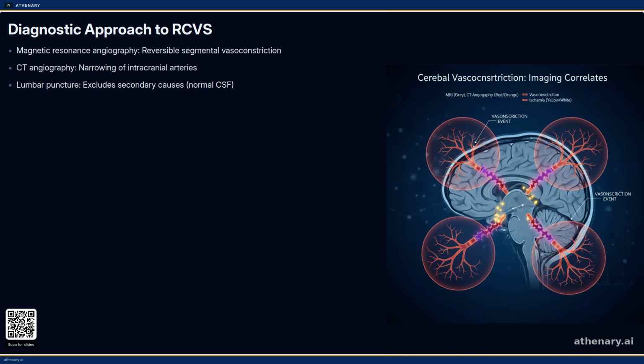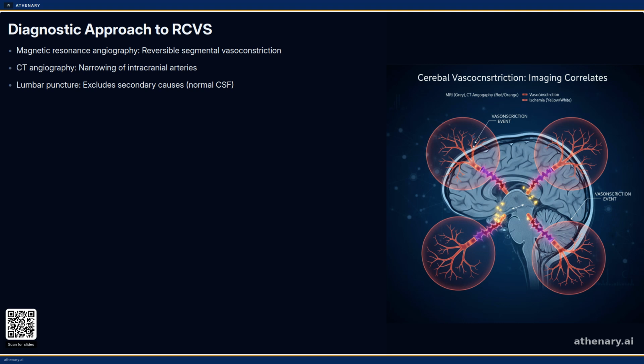Finally, we perform a lumbar puncture. Now, you might expect us to be looking for a positive finding, but for uncomplicated RCVS, the opposite is true. The cerebrospinal fluid is typically normal, or shows only a mild, non-specific increase in protein or white cells. The real purpose of the LP is one of exclusion. It helps us confidently rule out critical mimics like aneurysmal subarachnoid hemorrhage or central nervous system vasculitis, which would present with significant CSF abnormalities. A normal result is therefore powerfully reassuring.